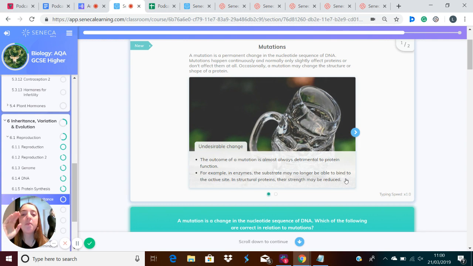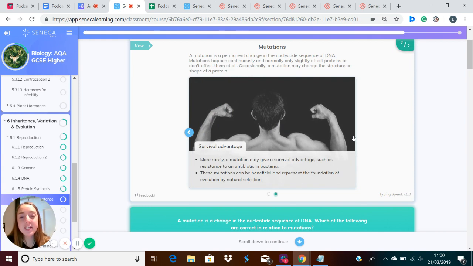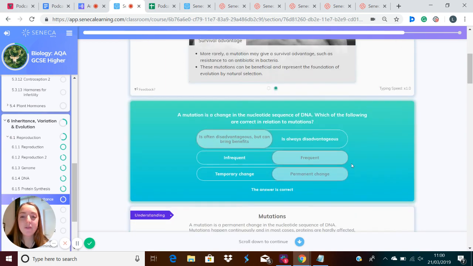This is because a mutation is a change to DNA, and the order of bases in DNA is what determines the order that amino acids are put together to make a protein. So if you have a change to that sequence in DNA, it might change the sequence of amino acids and then the final structure of the protein. More rarely, a mutation may give a survival advantage, such as resistance to an antibiotic in bacteria. These mutations can be beneficial and can represent the foundation of evolution by natural selection.